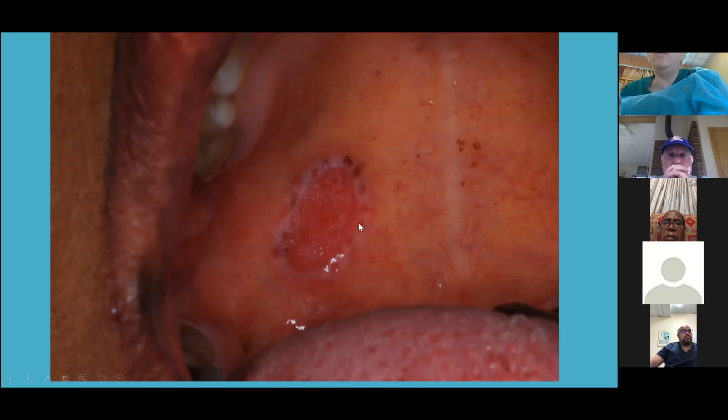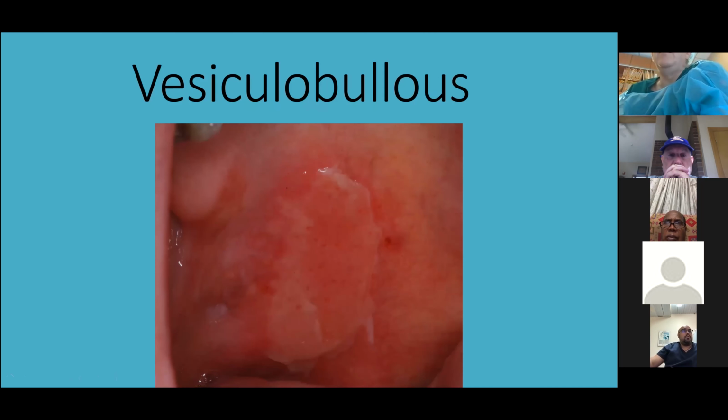Surprisingly, this lesion, while it looks like it might have been a precancerous lesion or a dysplasia, in fact came back as lichen planus. So here you can see lichen planus in the soft palate. Vesicular bullous lesions, you can see this blister-like lesion on the hard and soft palate. This can represent pemphigus or pemphigoid lesions, or it could just be a non-specific lesion.